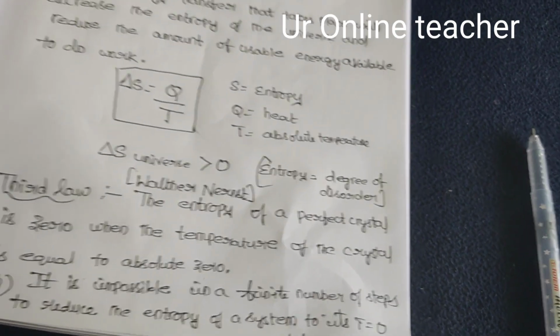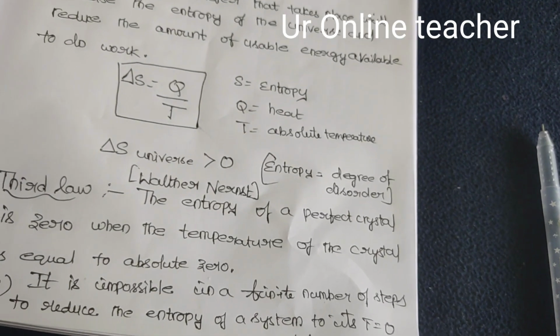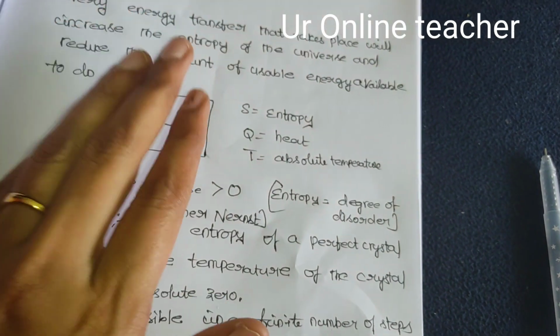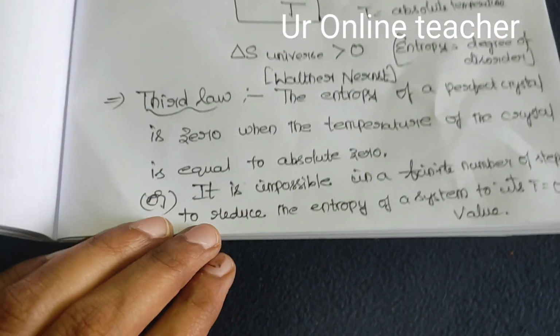When the temperature increases from absolute 0, the particles will move faster, the energy will change and the entropy will change. So entropy will increase. That is the third law.